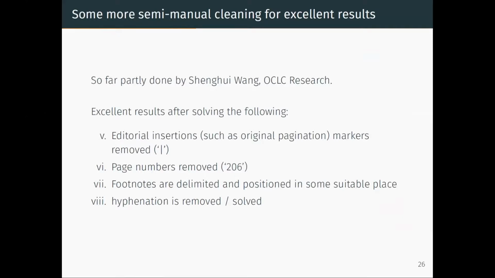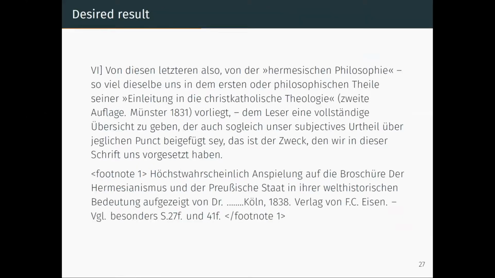Okay, and then, to get things even better, we would like to have the editorial insertions removed, also the page numbers, and the footnotes delimited, so not in the middle of some sentence where it happened to occur, like in the original book, but really marked as being a footnote. And also, remove hyphenation and glue the words which were split up together again. So this would be the desired result, with just the sentence here, and then the footnote here, and also with some kind of footnote marker so that we know that was a footnote.